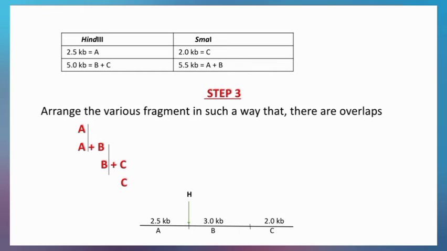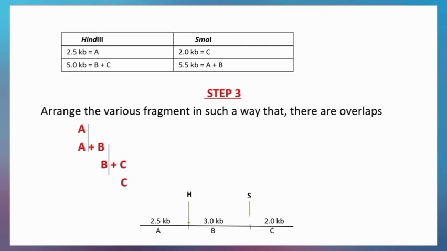When you read from the left side, we have only fragment A, which is equal to 2.5. And when you read towards the right side, we have the B plus C fragment, that is the 3.0 and then the 2.0, corresponding to the 5.5 kilobase fragment. Anytime you are placing your enzyme, make sure that the fragments generated after the placement are always equal to the fragments generated by the single digestion.